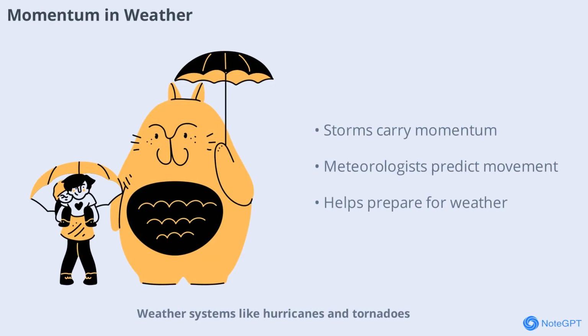Weather systems, like hurricanes and tornadoes, involve massive amounts of momentum. The swirling winds carry momentum that drives their movement and power. Meteorologists study momentum to predict how storms will develop and move, helping communities prepare for severe weather.